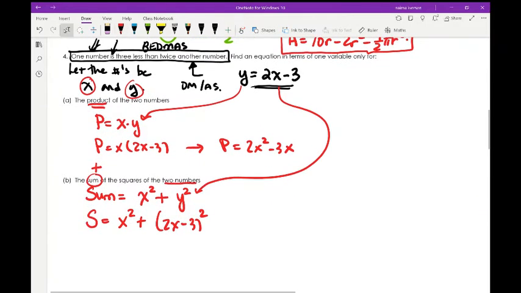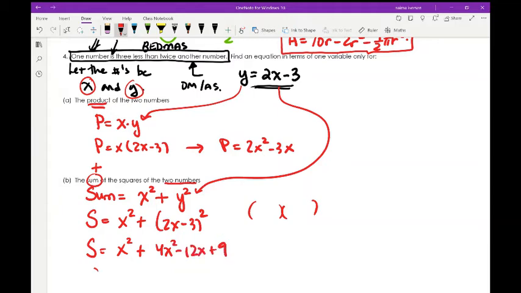Please make sure that you are squaring carefully. We've talked about perfect square trinomials. We talked about the patterns. So when you multiply this out, whether it's in your head or whether you do it on the side with the two brackets, you end up with 4x squared minus 12x plus 9. And so my equation here would be 5x squared minus 12x plus 9.